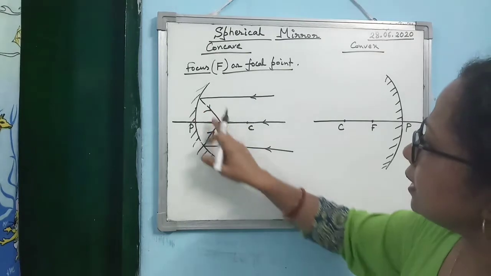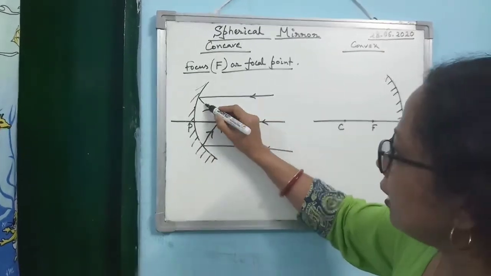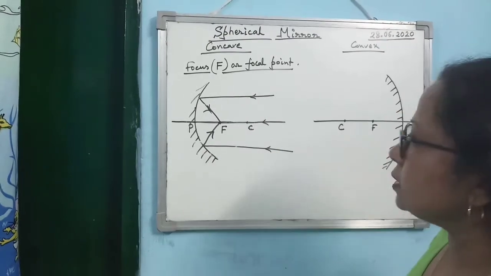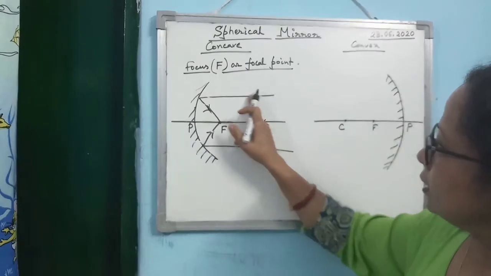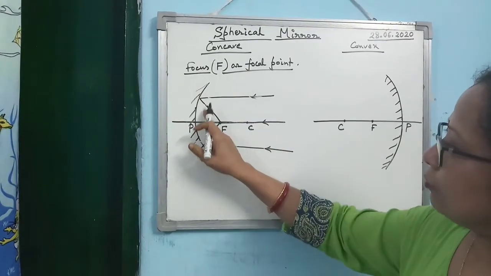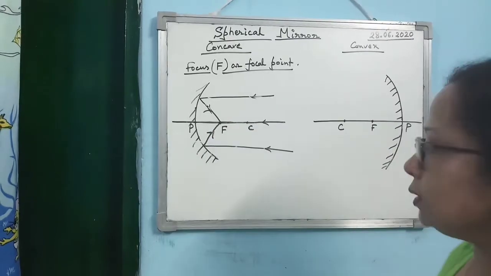After reflection, you see the arrows. Don't forget to give the arrows, otherwise it will not be a ray diagram, because a ray means it should have an arrow. So the ray is falling on the mirror, so incident ray, this arrow, and then after reflection meeting at the point, so this is the direction of the reflected rays.